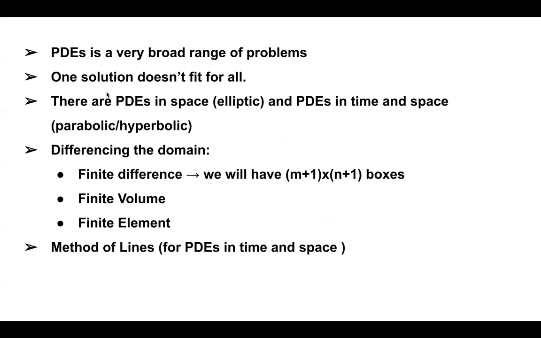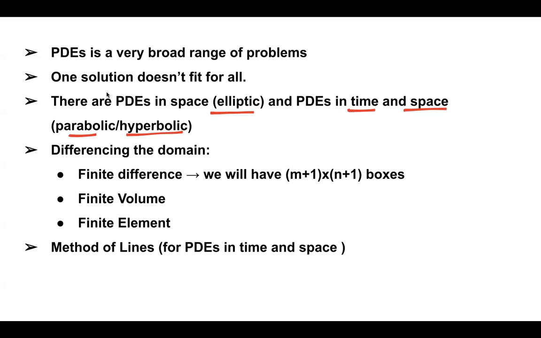Now going back, we have PDEs in a broad range of categories, and there is no single way in which you can solve all kinds of PDEs. One solution doesn't fit all kinds of PDEs. There are PDEs in space which are elliptic in nature, that is, only x and z axes are there. Then there are PDEs in time and space. These are the transient conditions. So that is either parabolic or hyperbolic in nature.